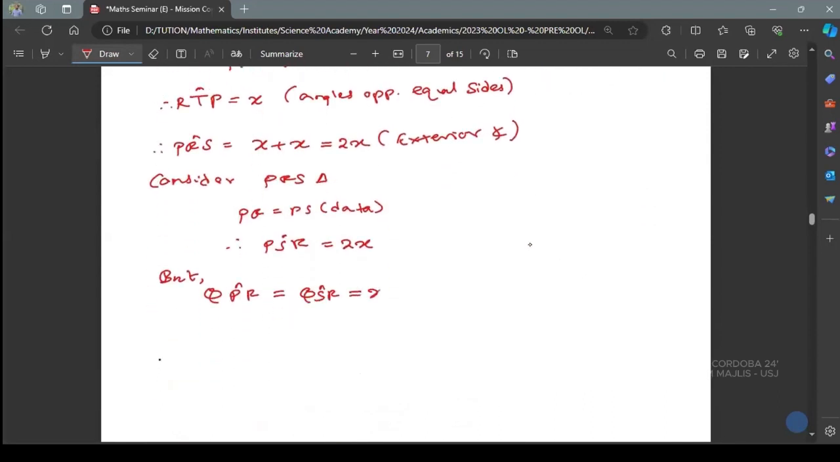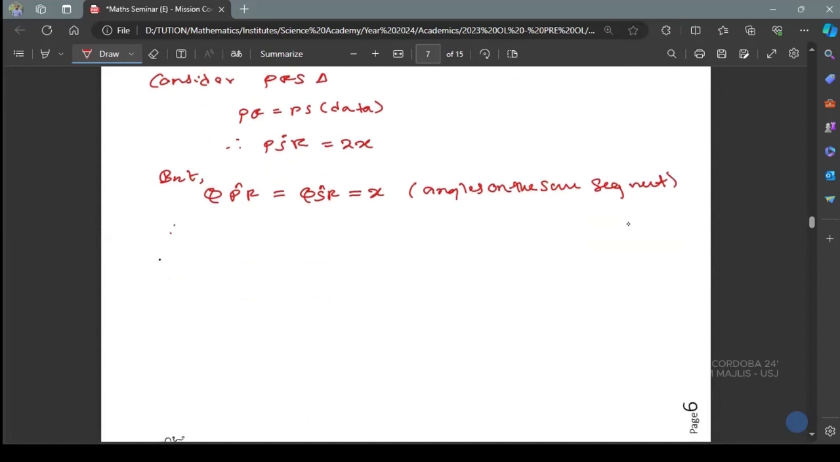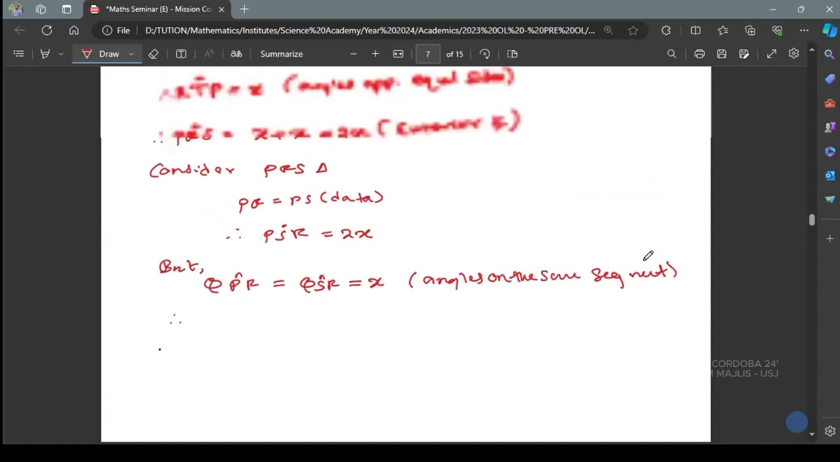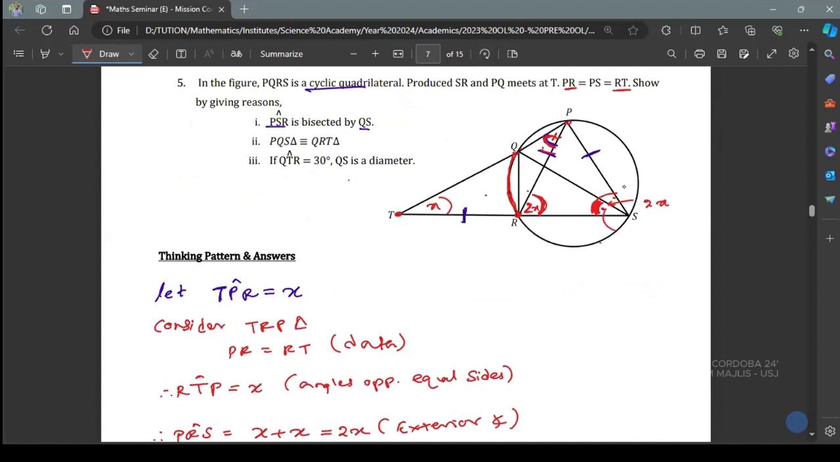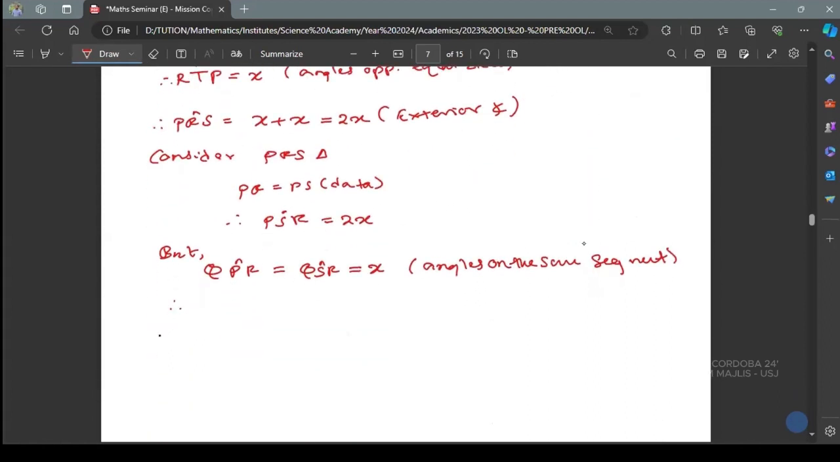Therefore, both of them are equal to X, angles on the same segment. I can say, if this angle is X, then the other small angle must also be equal to X. The entire angle is 2X. So, therefore, the PSQ angle is also equal to X.